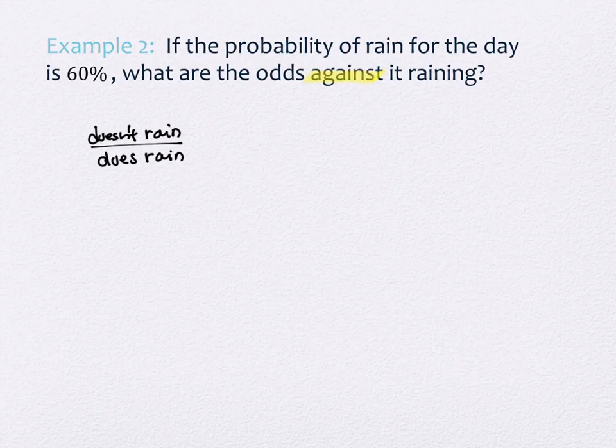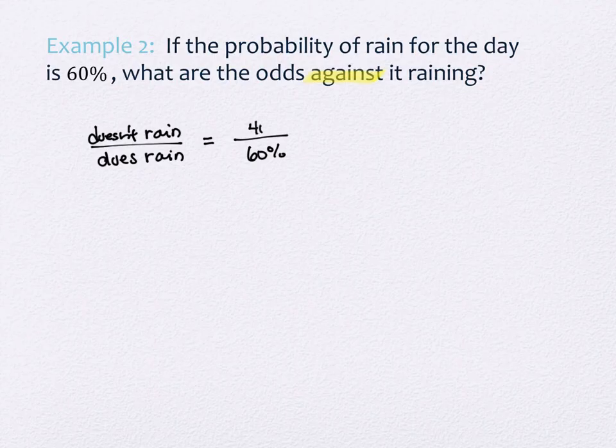Odds against it raining. Okay? So what is the likelihood, the percentage, the probability that it will rain? What did it say? 60%. And you can even put it in as a percentage. It's totally fine. So what's the likelihood, percentage probability, that it will not rain?